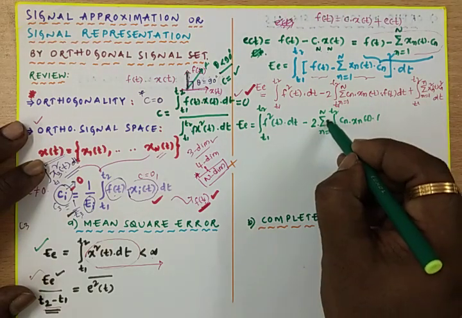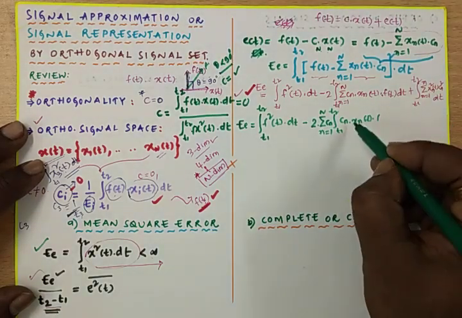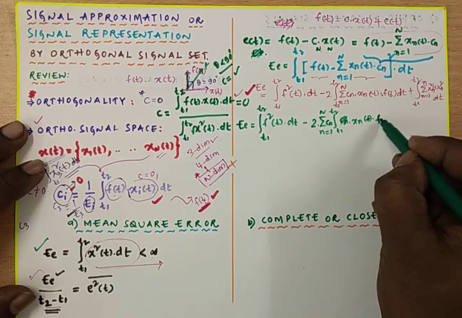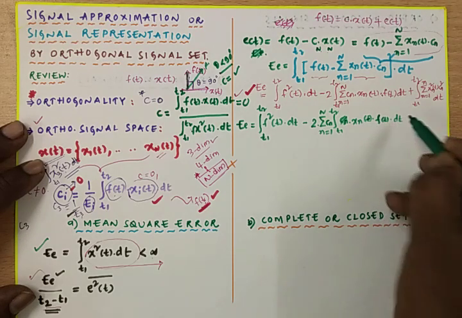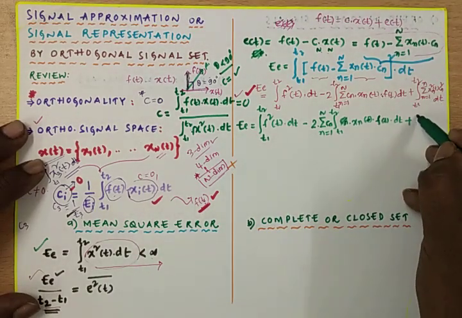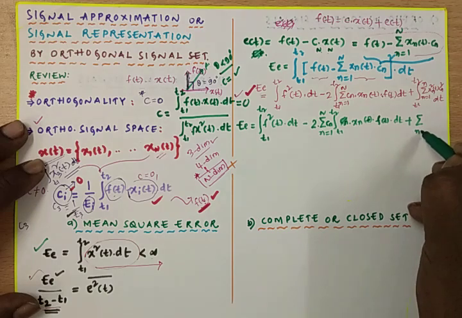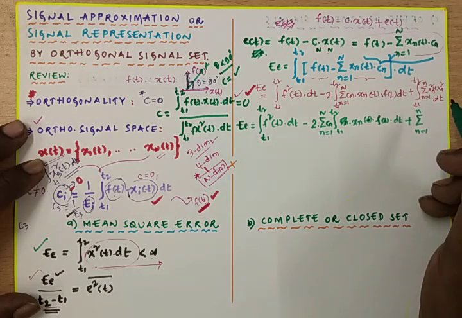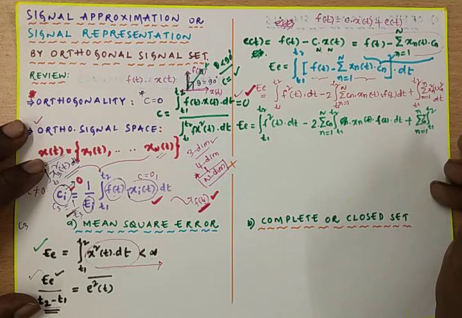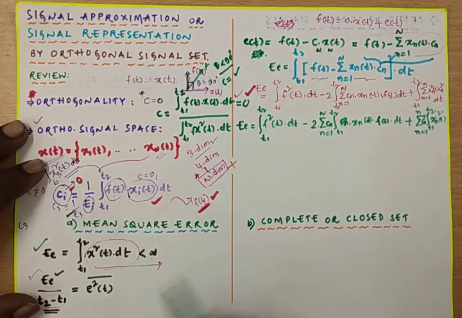Here Cn is a constant, so Cn will be outside, xn of t into f of t dt, plus, interchanging this one, the sigma term goes outside, sigma n is equals to 1 to n, integral T1 to T2, then Cn square is also a constant, so I can take it outside, and the remaining term is xn of t square dt.